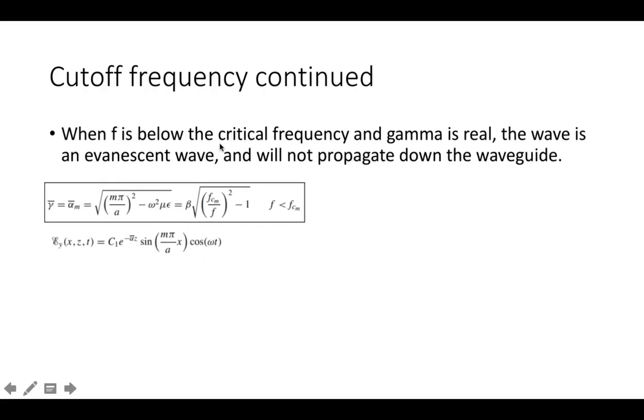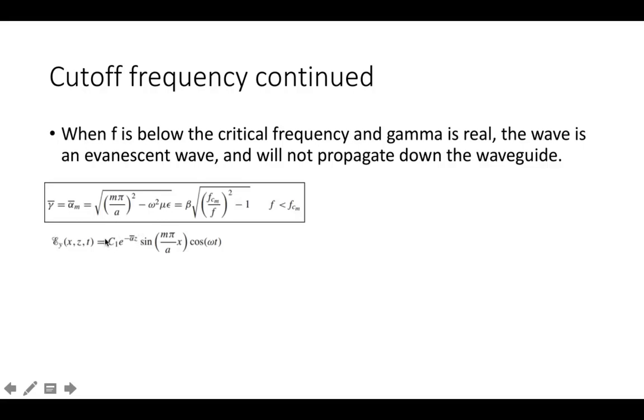When f is below the cutoff frequency and gamma is real, the wave becomes an evanescent wave. So it is attenuated as it propagates into the guide. We can express that with this expression. Previously, if the wave was propagating, we didn't have an alpha, we had a j beta. When we added the e to the j omega t and took the real part, we got cosine of omega t minus beta z. In this case, e to the minus alpha z is a real number. It's not a complex number.